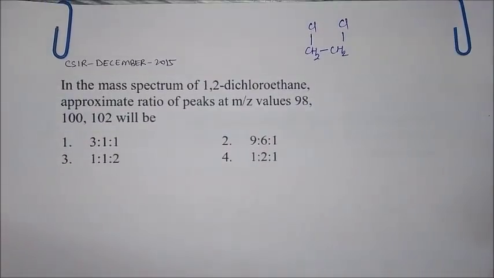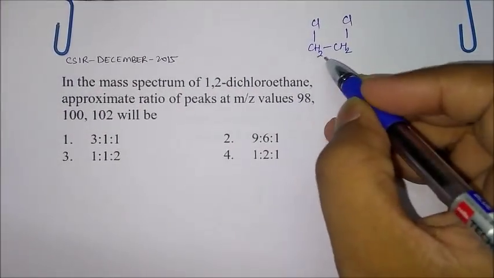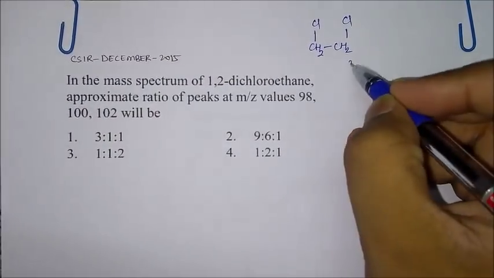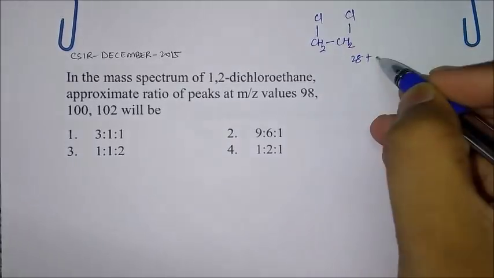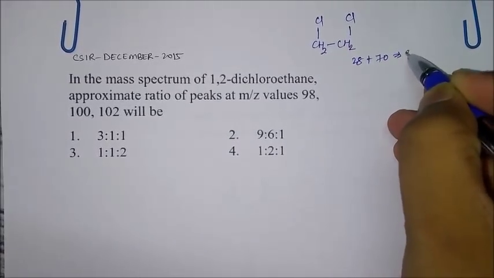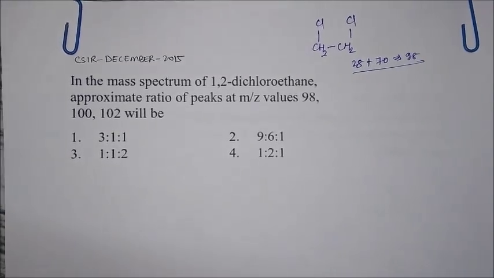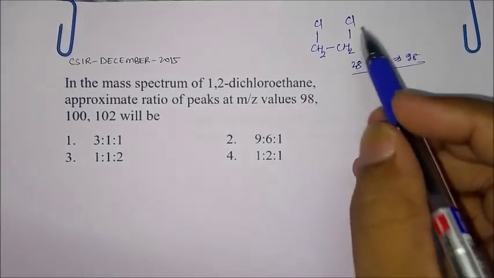like if you calculate the whole mass of the molecule, you will get 14 from here, 12 plus 2 hydrogen, that will be 14 plus 14, you will get 28, and plus 35 from here and 35 from here, you will get 70 here, so you will get 98. So 98 is the molecular ion peak. Okay, so this you are getting due to the whole molecule.